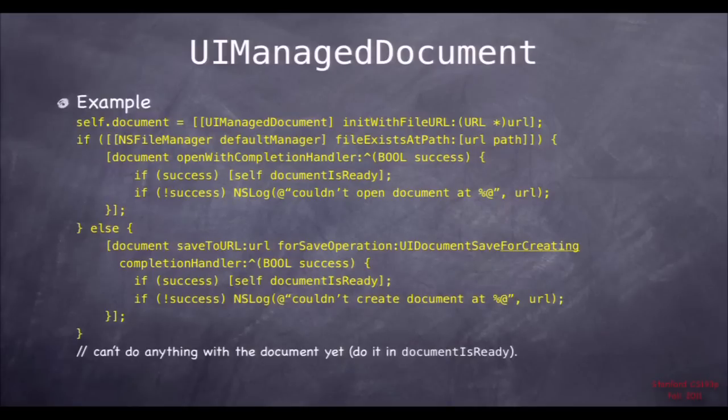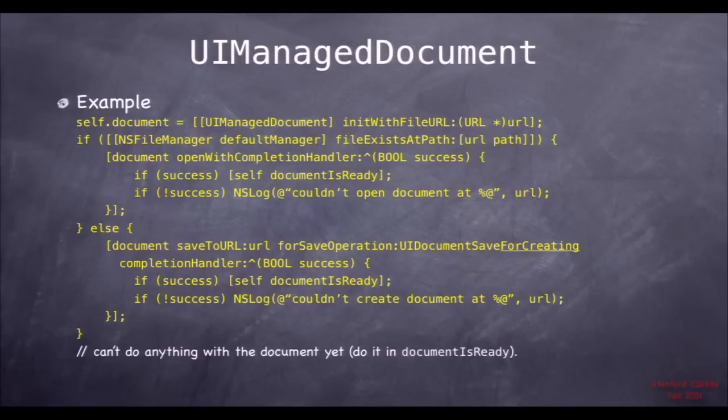Otherwise, if the file does not exist, then you're just going to do almost the same thing. saveToURL:forSaveOperation:, UIDocumentSaveForCreating. I've underlined forCreating so you know that that's the kind of save you're going to do here. And again, if it's successful, the document's ready to go. We'll call documentIsReady and get started. If it's not, we'll log or handle the error. But I'm putting this comment at the bottom here to make it clear. I cannot do anything on this line of code with this document. Okay? Because those two calls are asynchronous. I have to wait for the blocks to be called, and then the blocks have to go invoke something.